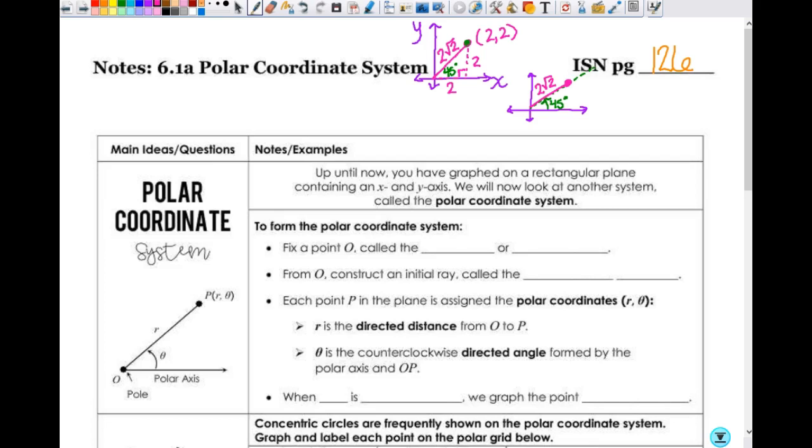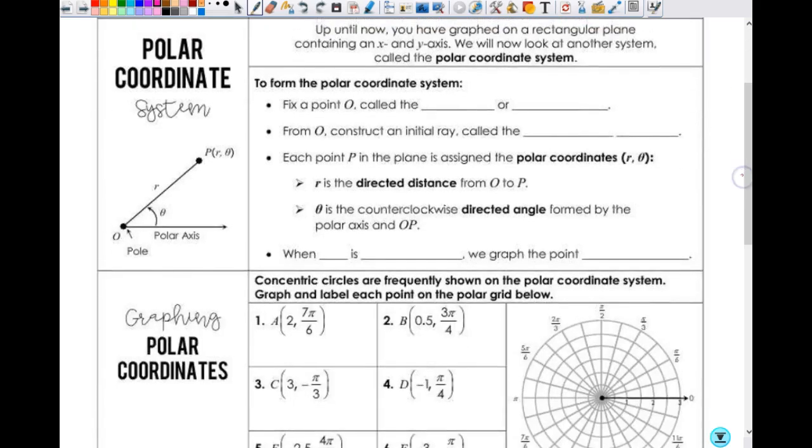So this says here, up until now, you have graphed on a rectangular plane containing an X and Y axis. We will now look at another system called the polar coordinate system, all right? So we have a point. It says fix a point O. Here's our point O right here. It is called the pole, or the origin, but pole is really what we go with here. I mean, it is the origin, but. Okay, so from this point O, which is our pole, we construct an initial ray. So this is the ray right here. And this thing is called the polar axis.